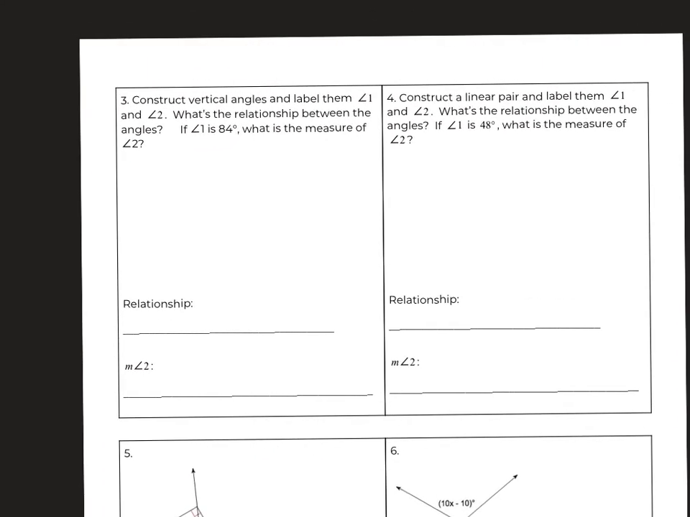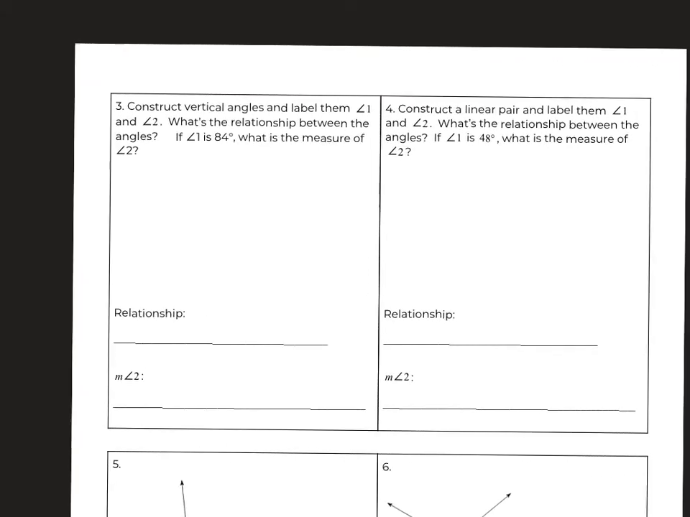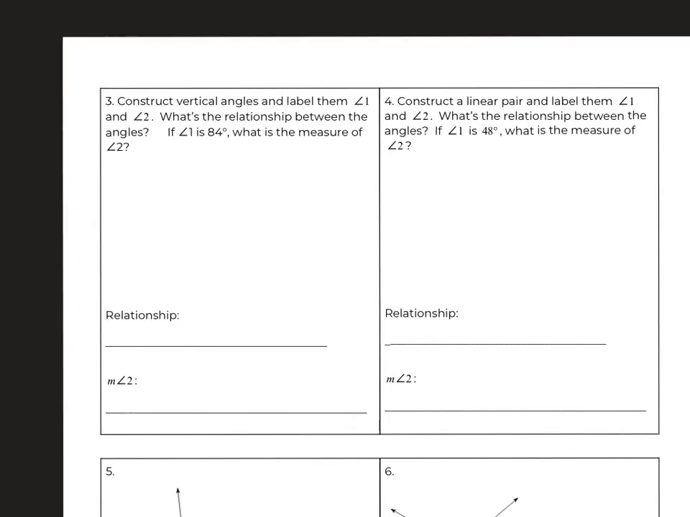Alright, hopefully those first couple were pretty simple. We're going to go a little bit further here. So construct vertical angles and label them 1 and 2. So vertical angles need to have an intersection, 2 intersecting lines. They might have other lines put in there, okay? But they're for sure going to have those.